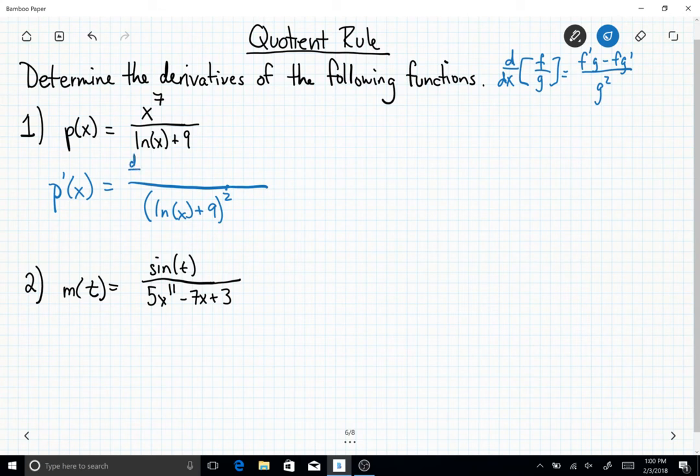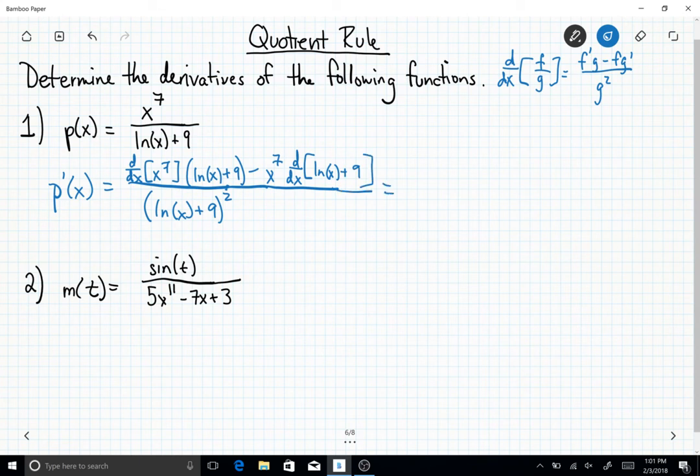And so then we're going to take the derivative of the top function, which we'll write as derivative of x to the 7th, times the bottom function, which is natural log of x plus 9. Notice how the whole denominator is in parentheses, because all that's times that derivative. That's important as well. So if you have multiple terms in the denominator, make sure to put that parentheses there. So minus the numerator times the derivative of the denominator, which is natural log of x, once again, plus 9.